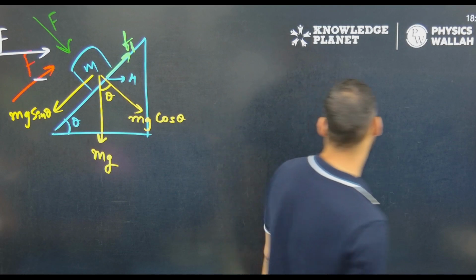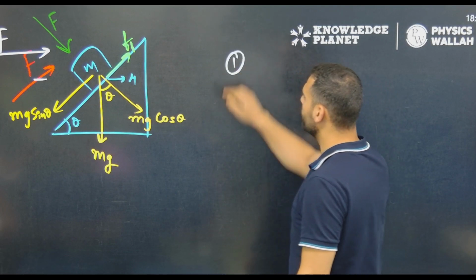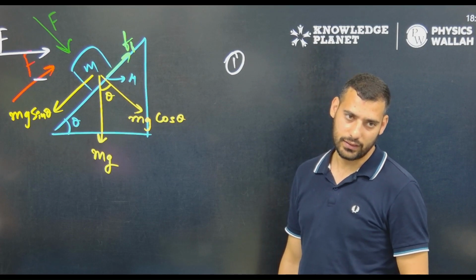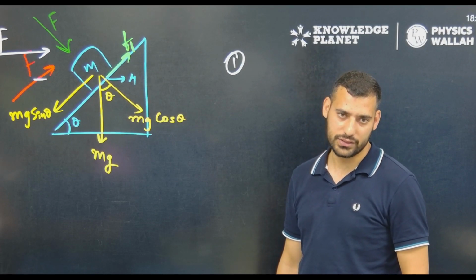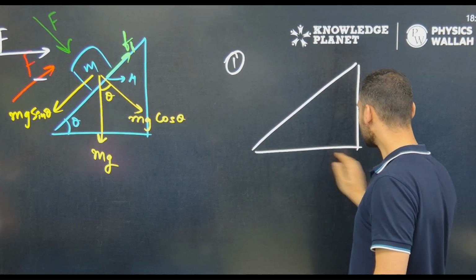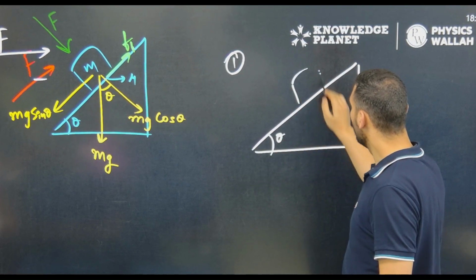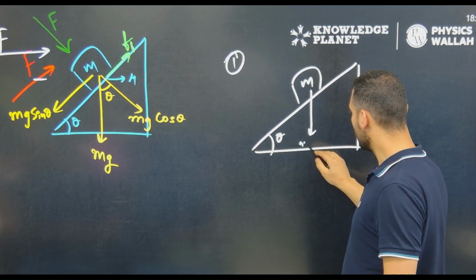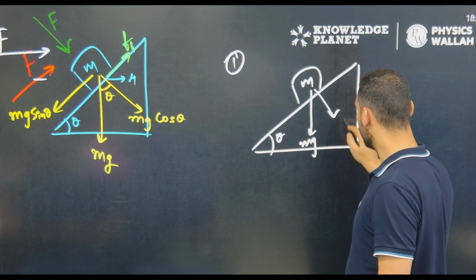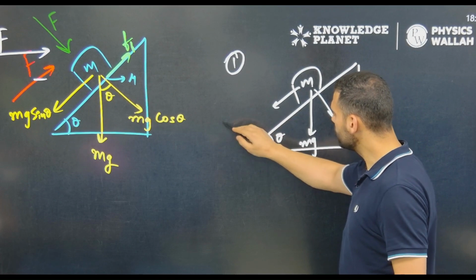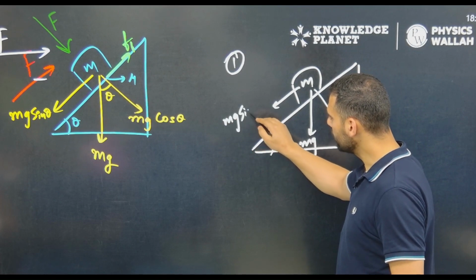Fine? Let us discuss the first case when the force that you're applying is along the red direction, along the incline but in the upward direction. Is it fine? Okay. So here is a block over the wedge. The angle of the wedge is theta. mg is acting downwards and it has two components. This is mg cosine of theta and this will be mg sine of theta, correct?